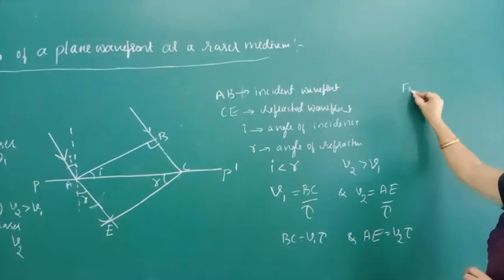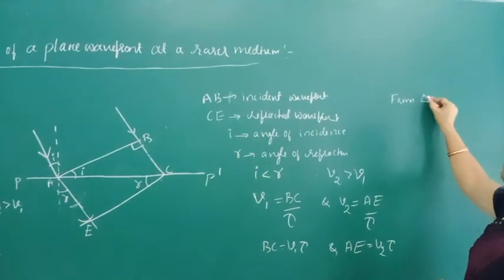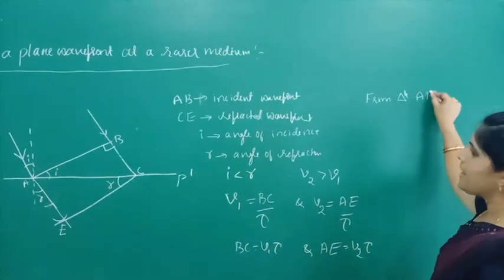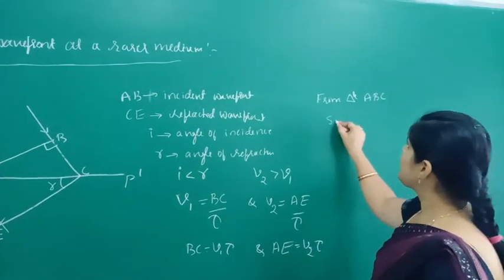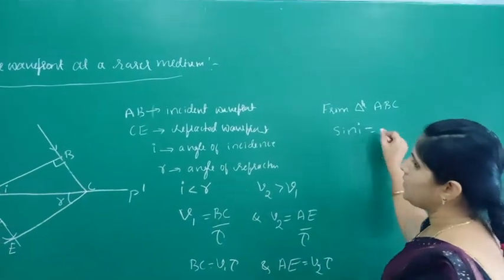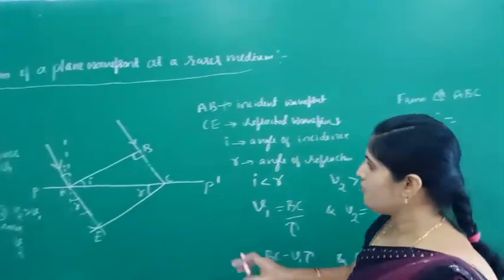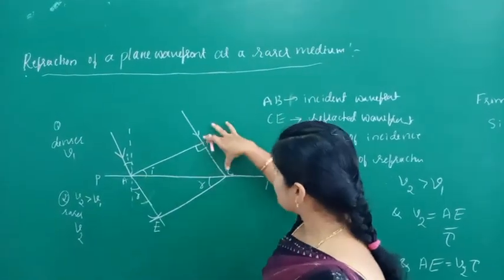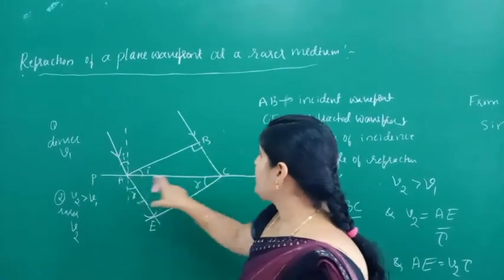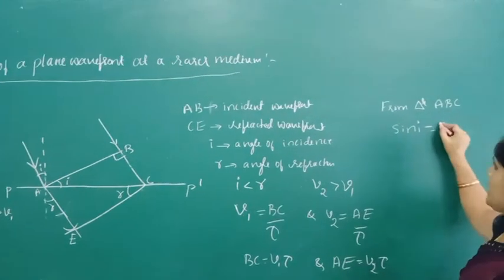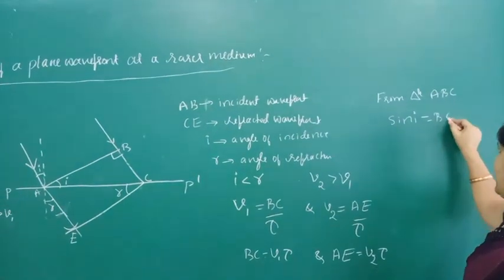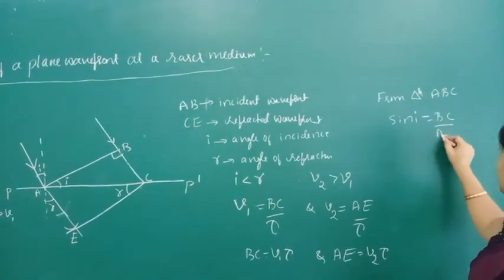From triangle ABC, sin i is equal to opposite by hypotenuse. For this ABC, the opposite side is BC and the hypotenuse side is AC. So sin i is equal to BC by AC.